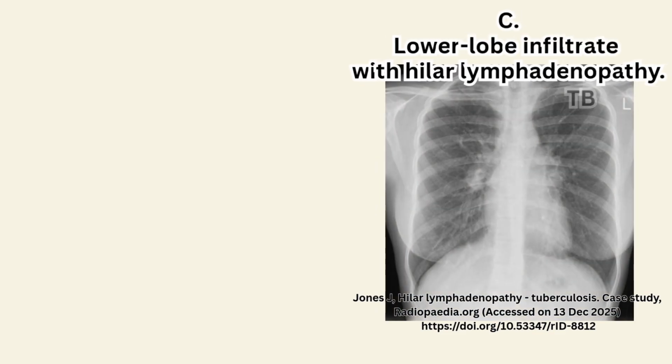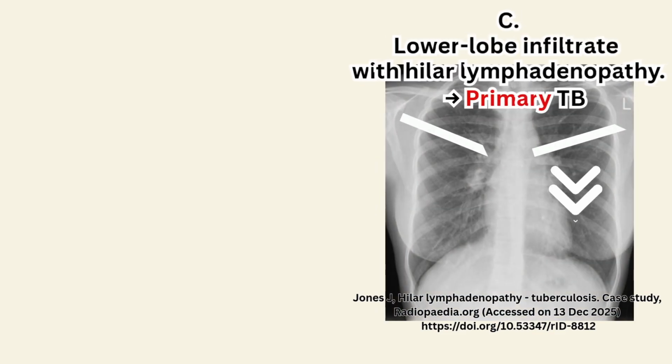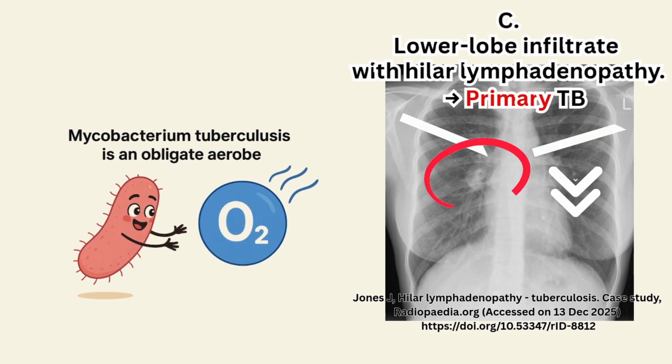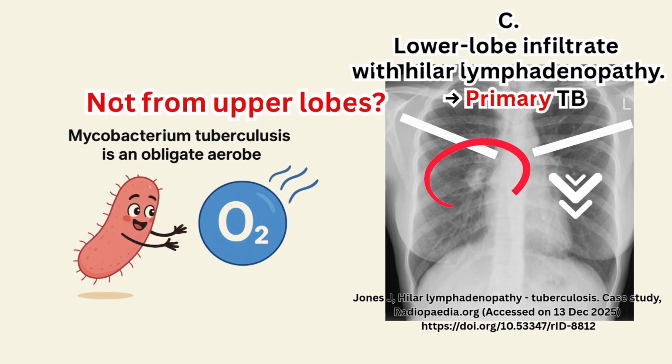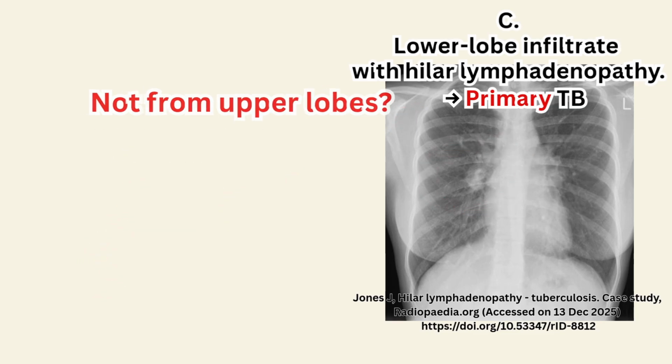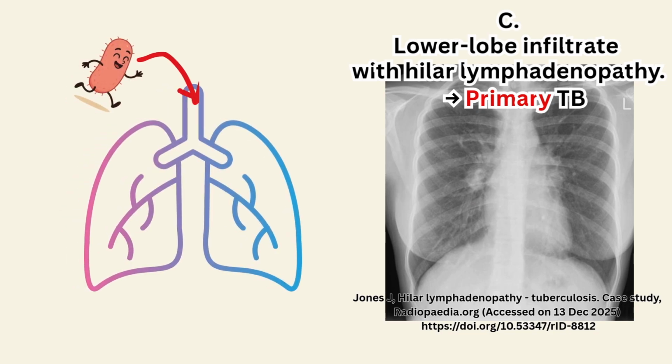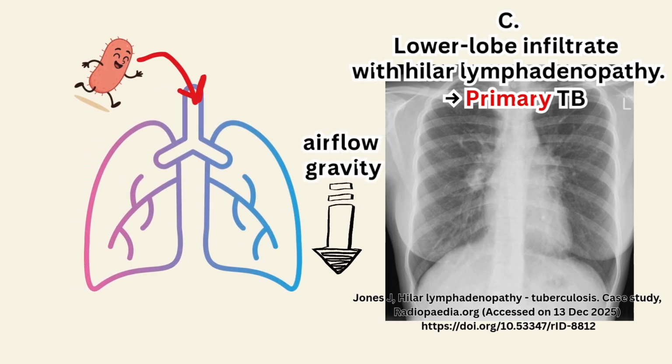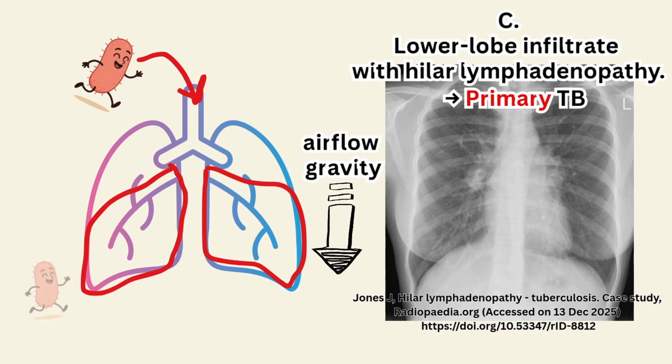Primary TB usually affects the mid or lower lung zones and causes hilar lymph node enlargement. Tuberculosis is an obligate aerobe, so why doesn't primary TB start in the oxygen-rich upper lobes? The answer is surprisingly simple. When you inhale TB droplets, airflow and gravity make them settle in the middle and lower lung zones.